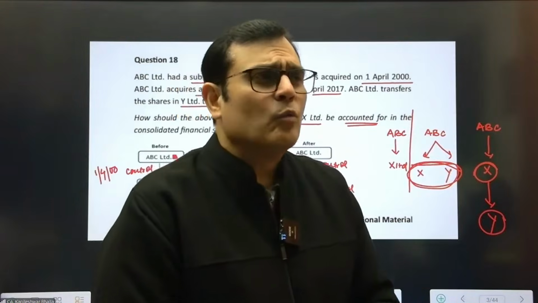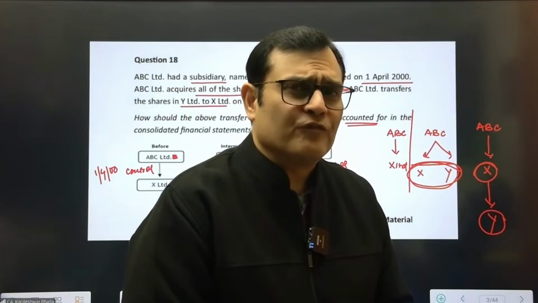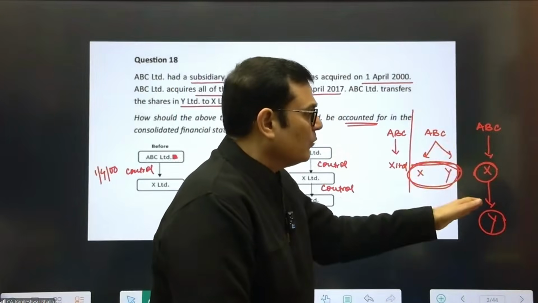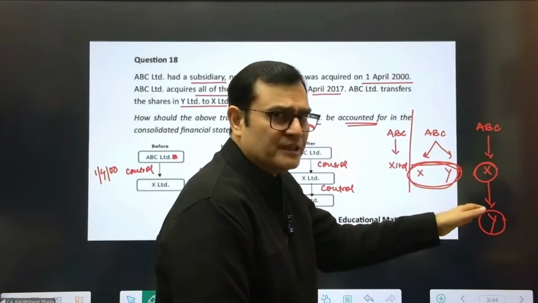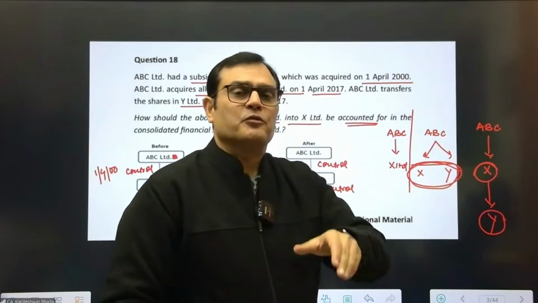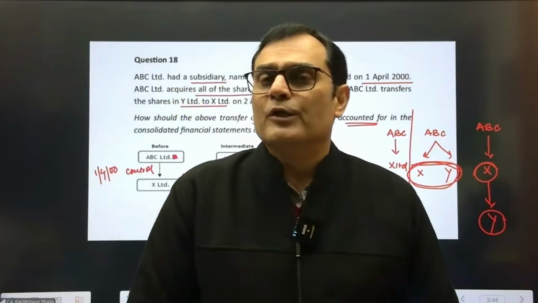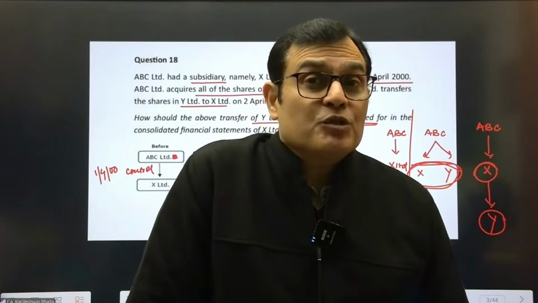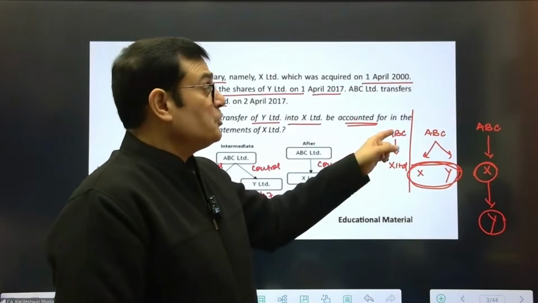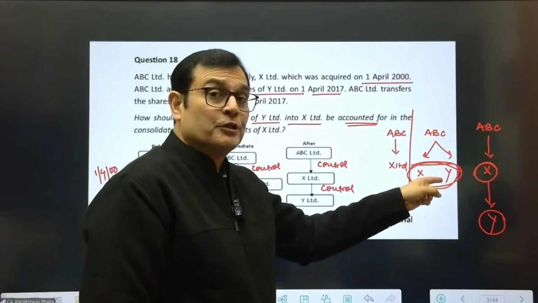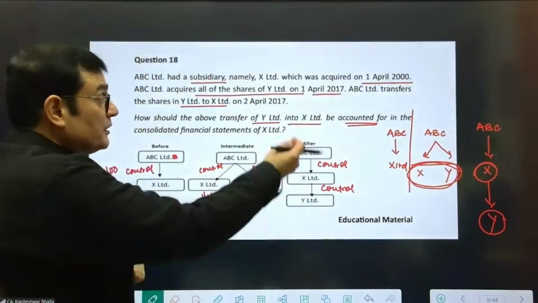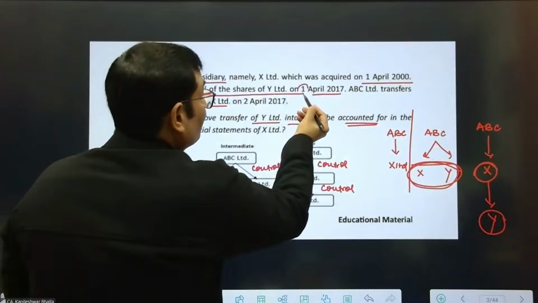I will say now, was Y under the control of ABC earlier? No. So can I say that if Y was not under the control of ABC earlier, therefore any transaction between X and Y will not be a common control transaction. So I will accuse ABC that you intentionally entered into a transaction of acquiring control over Y, and that also you did just 1 day before.